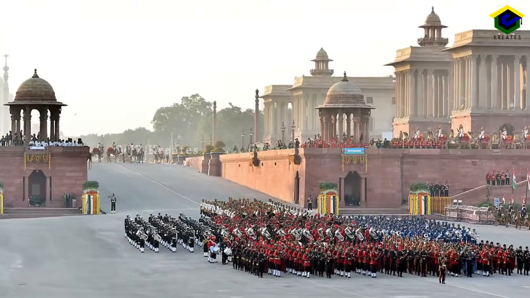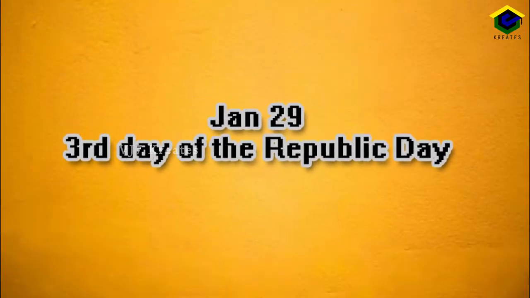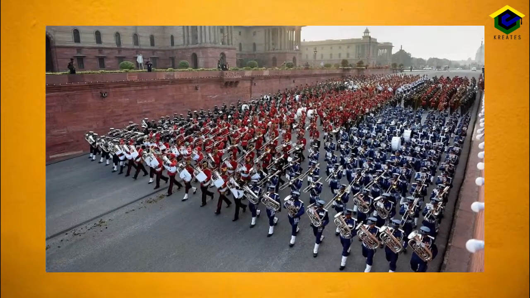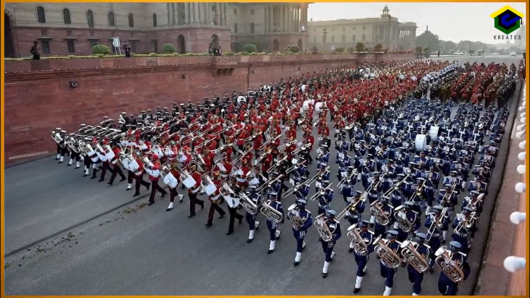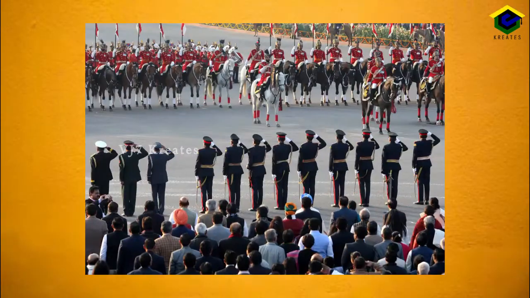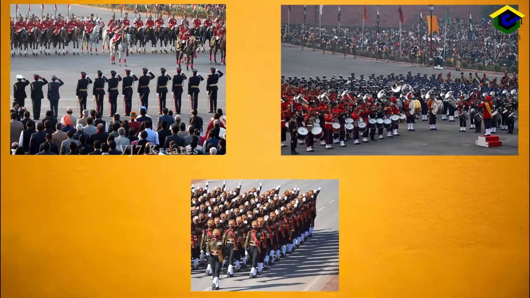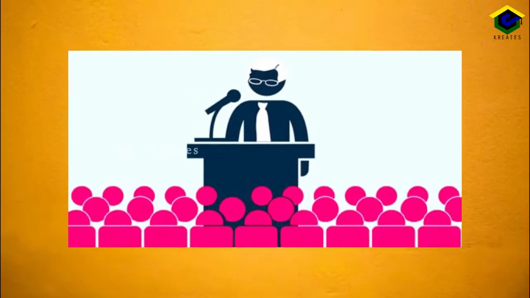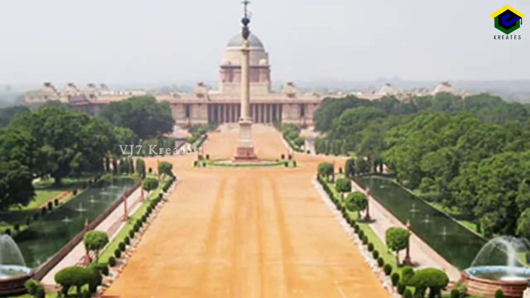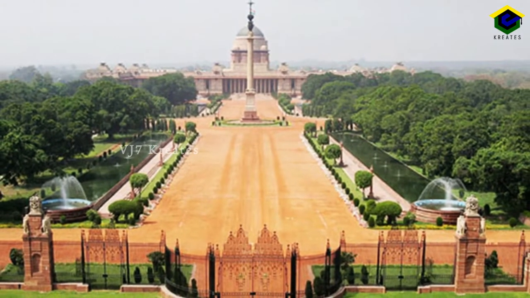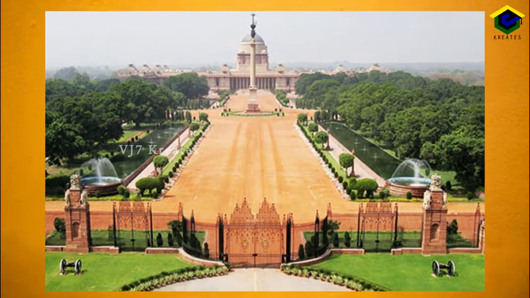Beating retreat. On January 29, the third day of the Republic Day, the celebrations are brought to an end with the beating retreat ceremony. This is performed by the bands of Indian Army, Navy and Air Force. The President of India is the chief guest of this day. Rashtrapati Bhavan will be illuminated at 6 p.m. as a part of the celebration.